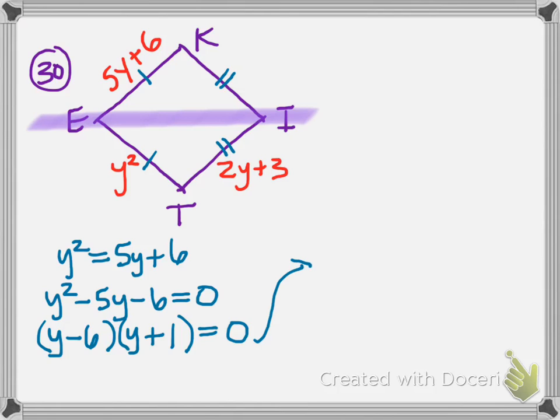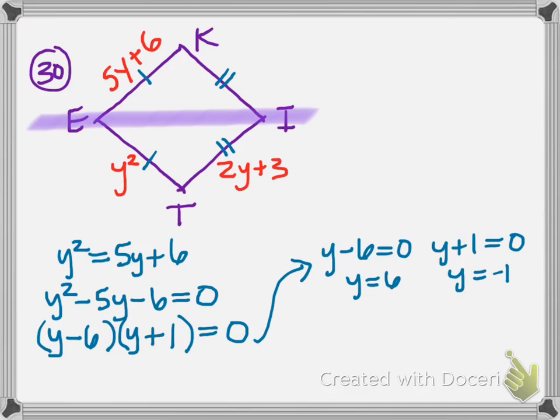So I'm going to come up here. We're just going to make 2 little equations. Y minus 6 equals 0 and y plus 1 equals 0. If I solve both of these, I get a y value of 6 and a y value of -1. I get 2 y values. So we're going to evaluate the perimeter of the kite for the 2 different y values. Let's start with y equals 6.